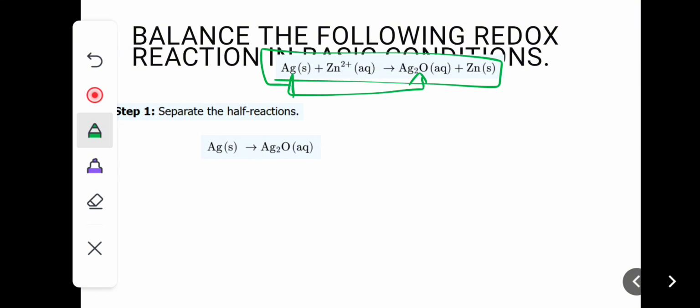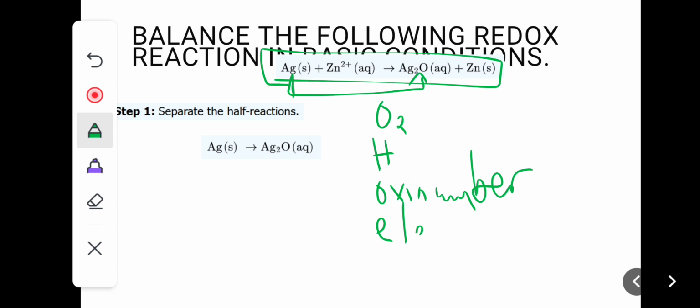Because basically these redox reactions can be defined from 4 perspectives. Number 1, from the concept of oxygen. Number 2, from the concept of hydrogen. Number 3, from the concept of the oxidation number. And number 4, from the concept of the electrons. So here we're looking at it from the concept of oxygen, and if you have a gain in oxygen, that's oxidation, and that's what's happening here. So the reactant was Ag, but the product is Ag2O.